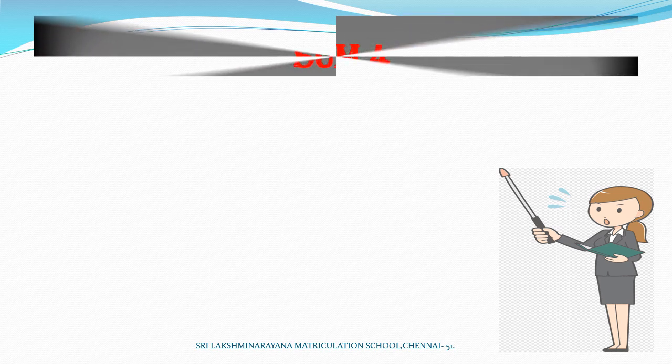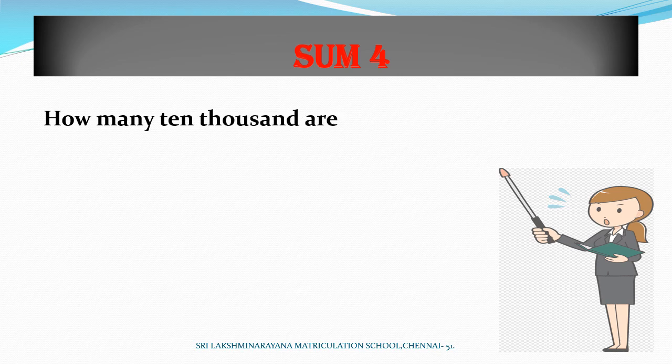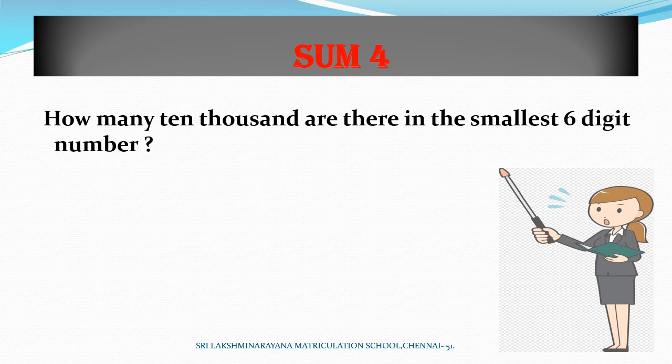Now let us move on to the next sum. It is sum number 4. So what is the sum given? How many 10,000s are there in the smallest 6-digit number?